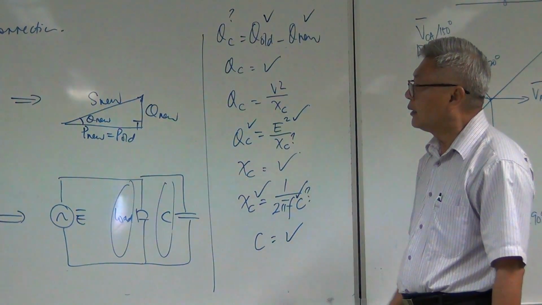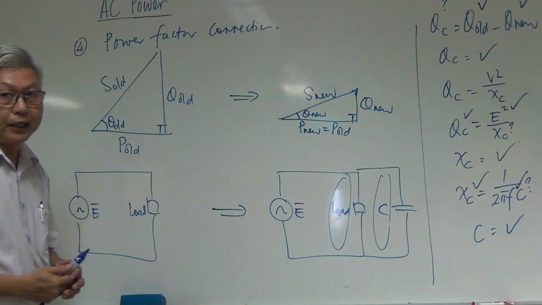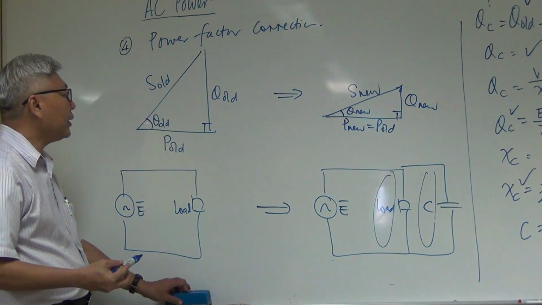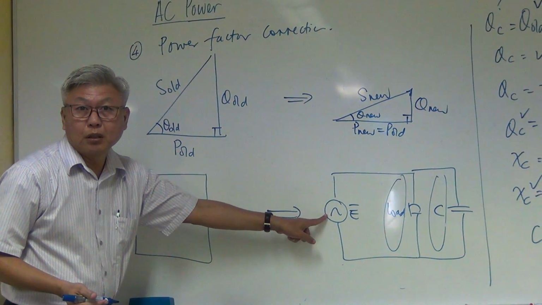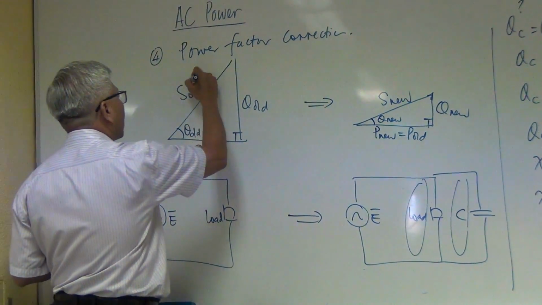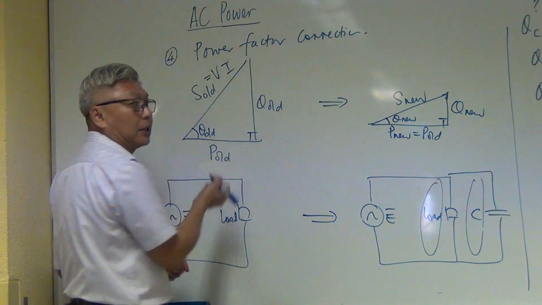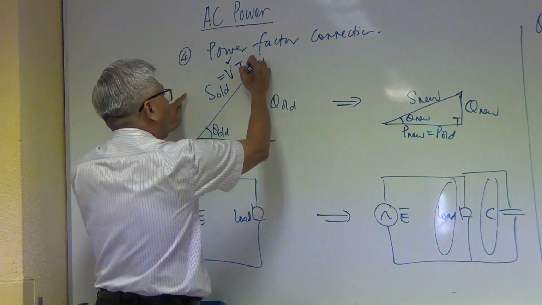Now, you may then ask, why do we need to improve the power factor? Because in my system here, did I change my voltage? I didn't, right? I didn't change. But you see that S is actually equal to V times I. V times I. And because my V I don't change, this is my original current.